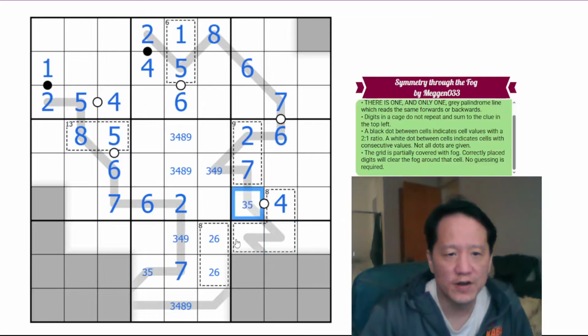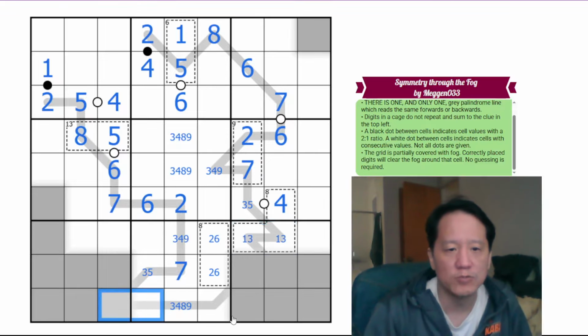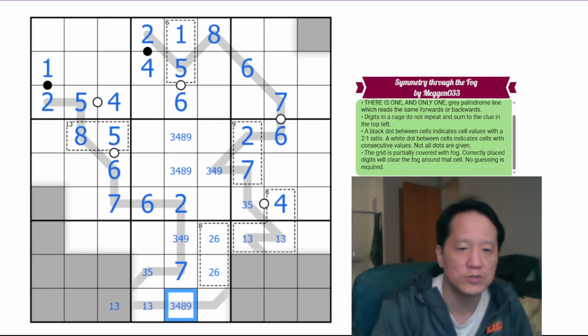This is 3-5. That means these digits are the same, so this is a 1-3 pair. So this must be a 1-3 pair here, which eliminates 1 and 3 in the rest of the row, so this can't be 3. This can't be 3 because of the 1-3 pair in the row.